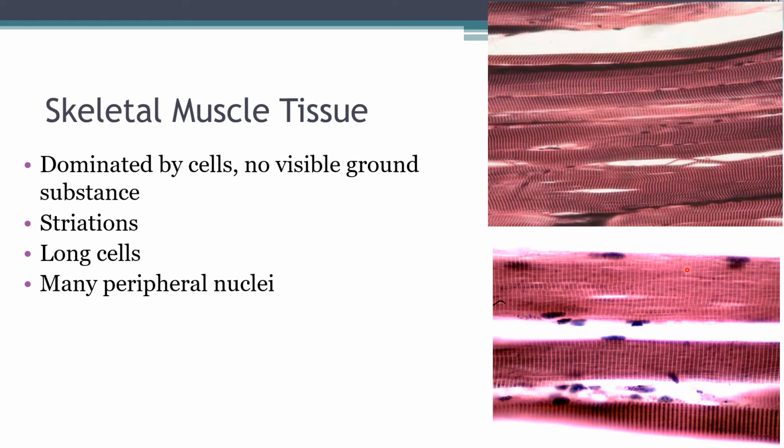Now, what you definitely see in these two images are the striations, because these two slides have an extra stain that really emphasizes the striations. So it looks like somebody put a fingerprint on these two slides. Those are the striations, right? Notice that there's a thin light band and then a thin dark band, and a thin light band and a thin dark band, thin light band, thin dark band. So those are your striations. That's what skeletal and cardiac muscle have.